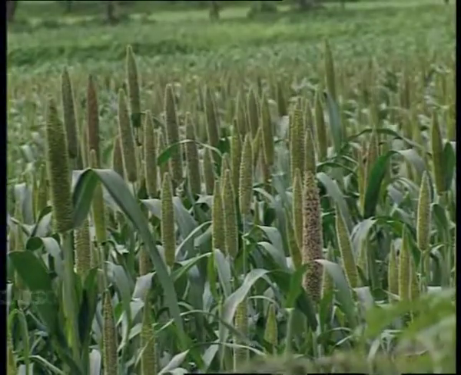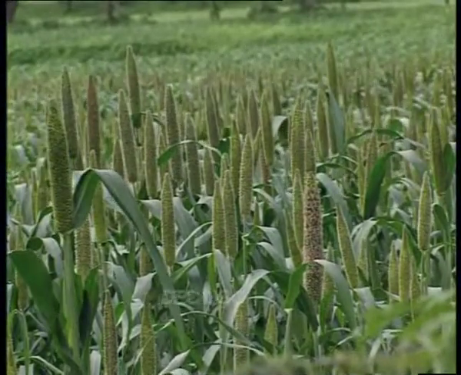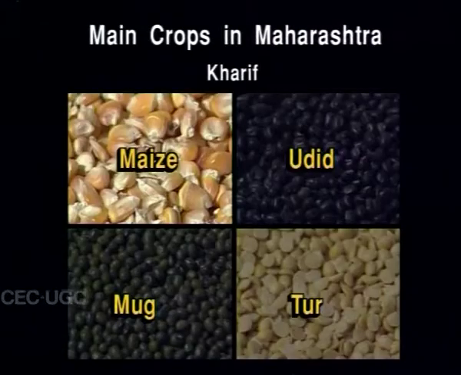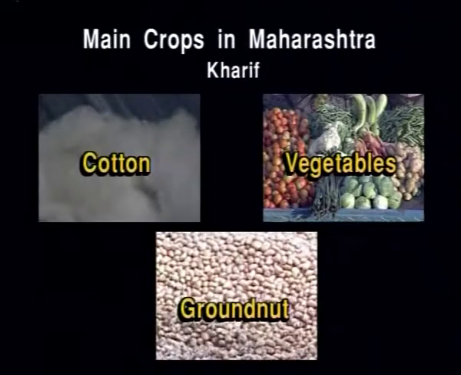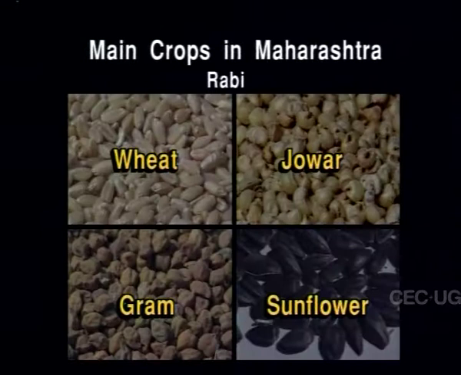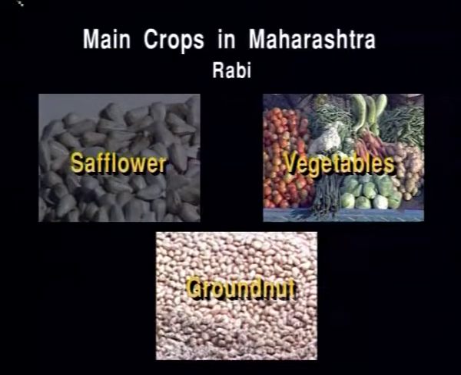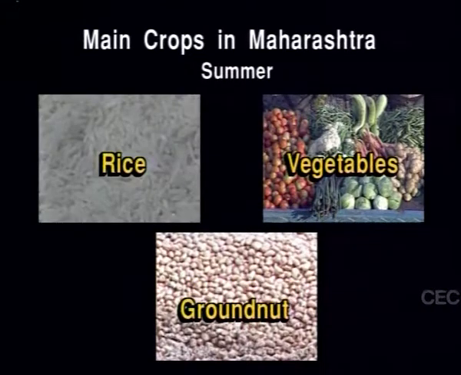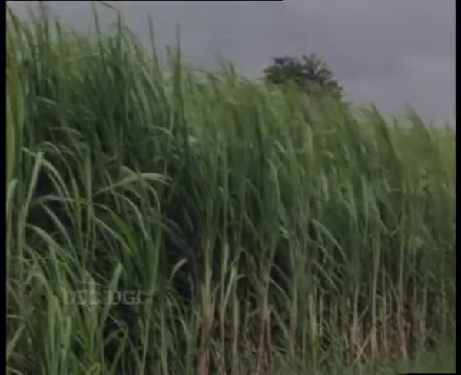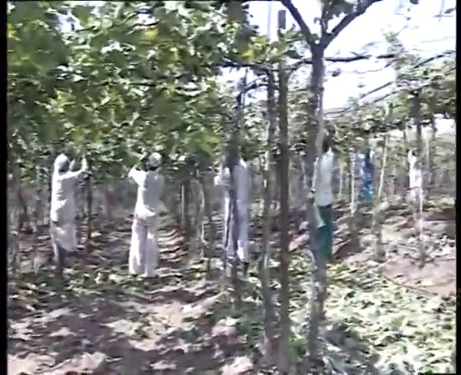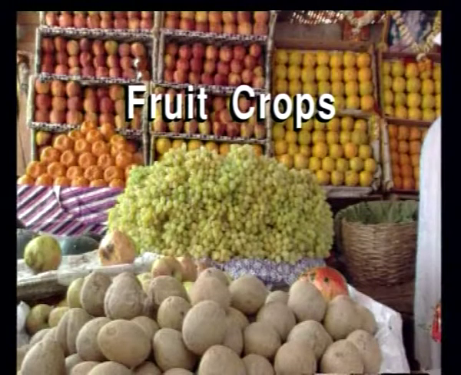In Maharashtra, the different crops grown in these three seasons are: Kharif, rice, jowar, bajri, ragi, maize, tur, moong, udid, groundnut, cotton, vegetables. Rabi, jowar, wheat, gram, sunflower, safflower and vegetables. Summer, groundnut, rice, vegetables. Annual crops like sugarcane. Perennial crops remain in the fields for many years. They include mainly fruit crops like grape, banana, orange, mango, pomegranate, ber, fig, etc.